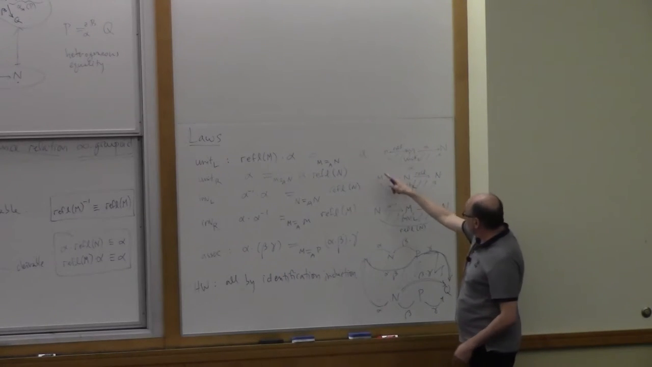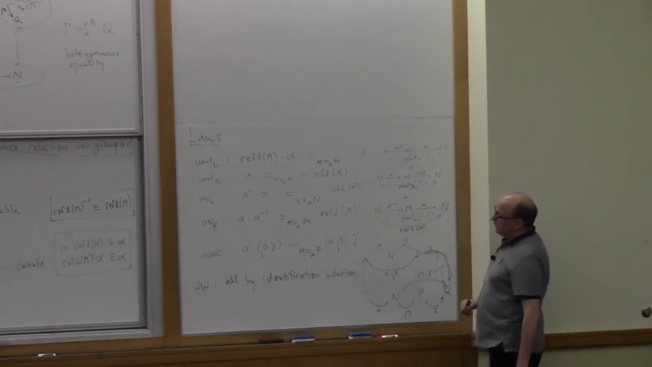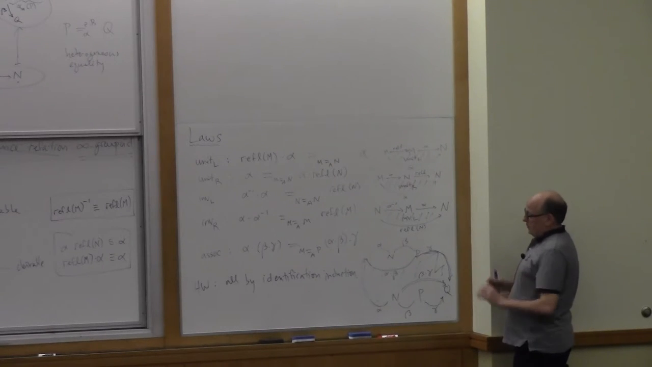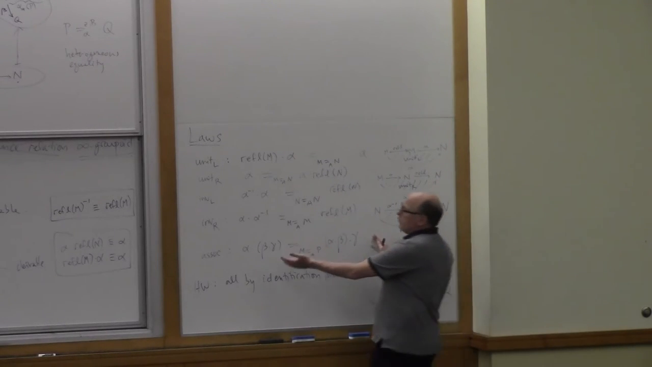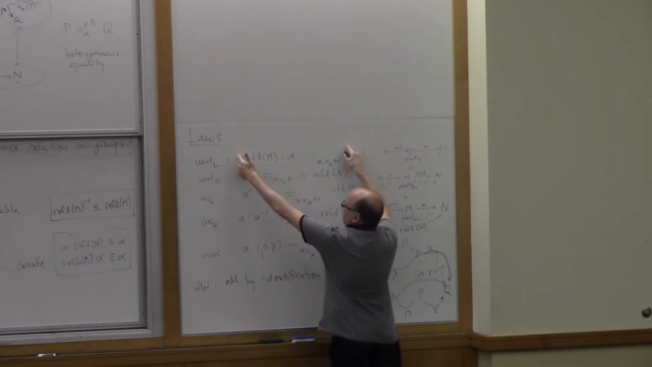This line, that composite, is equal to that line. That is, there's a cell that witnesses their deformability or their identification with each other. So I'm now at dimension two when I'm doing this. These are all at dimension two, okay?